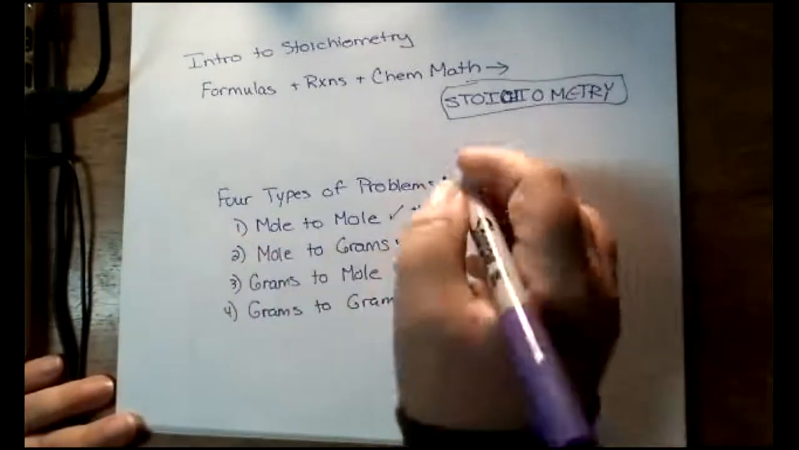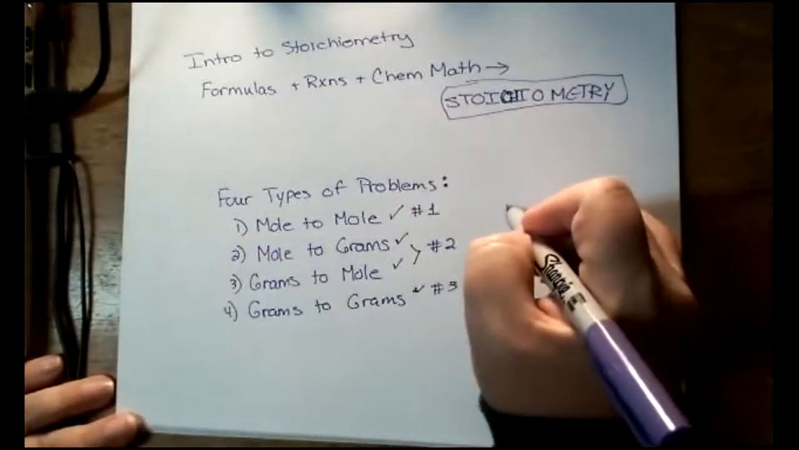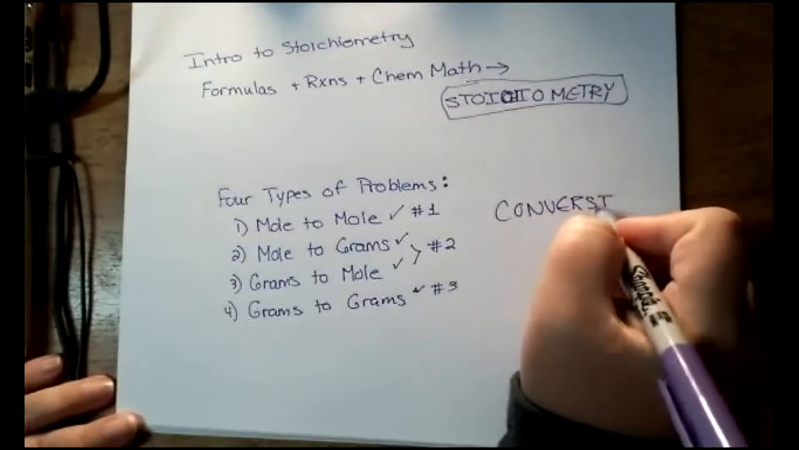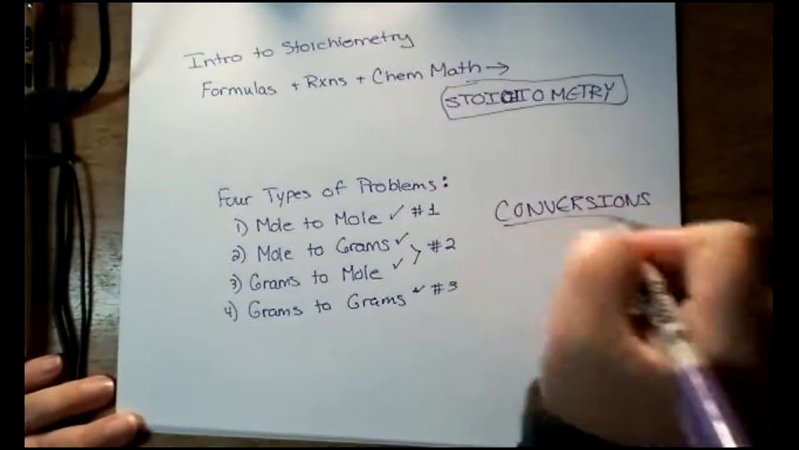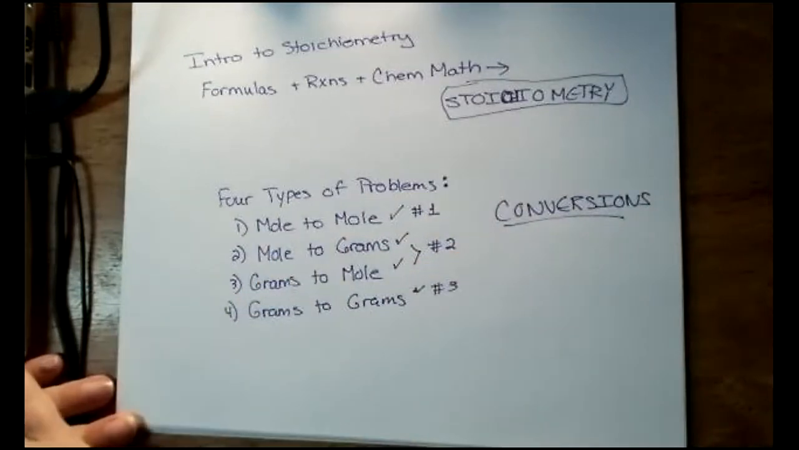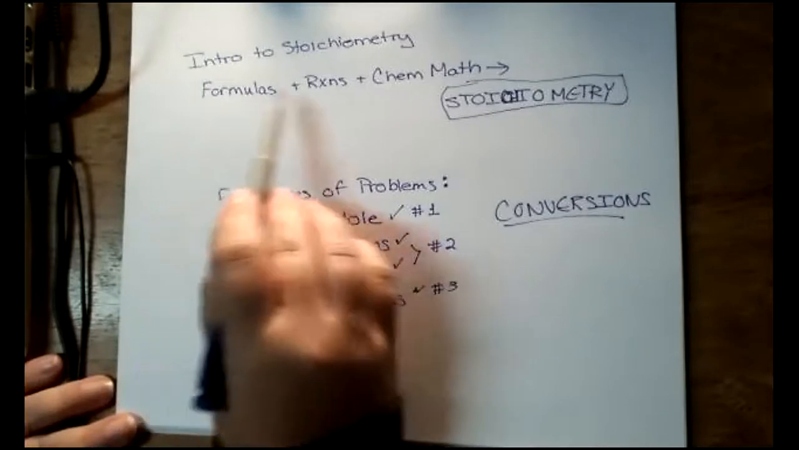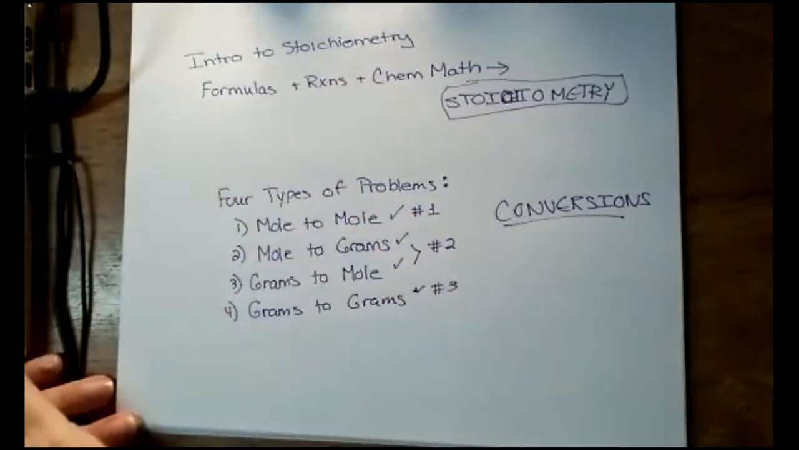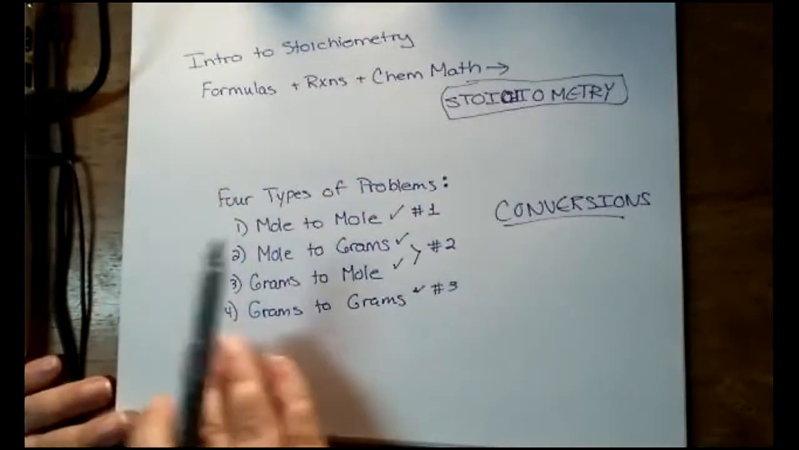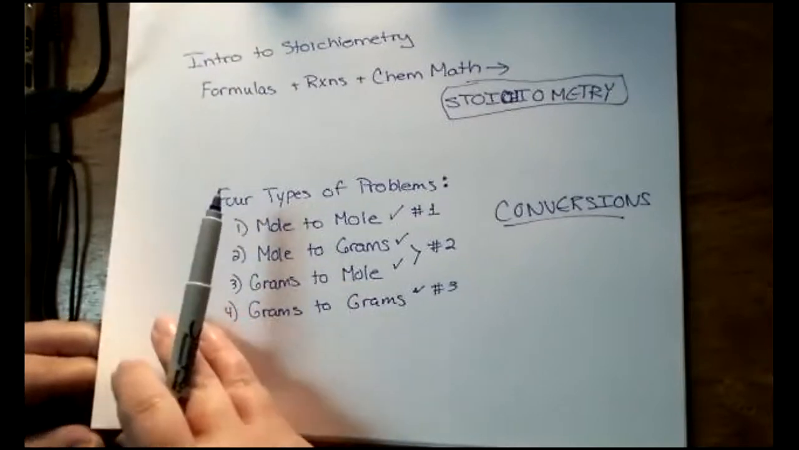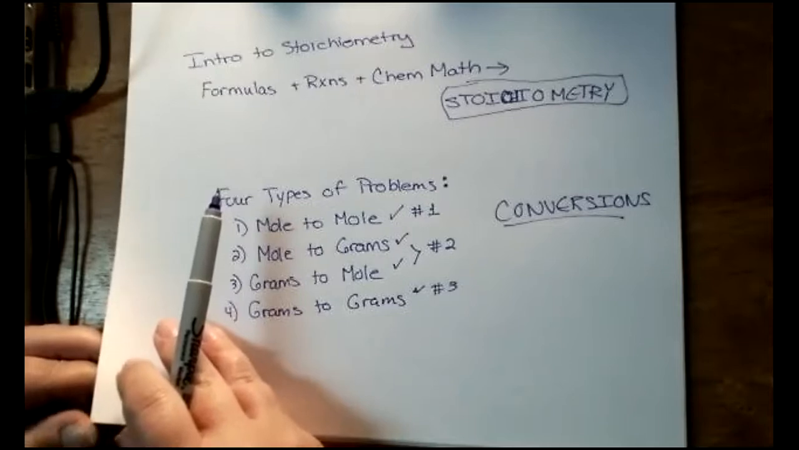When we talk about stoichiometry, these 4 types are used for conversions. And we've already done conversions before, so this is basically the same thing, except now instead of just dealing with one formula, we're going to be dealing with multiple formulas within a reaction, okay? So let's get started with the very first problem type. And the first problem type is mole-to-mole problems.